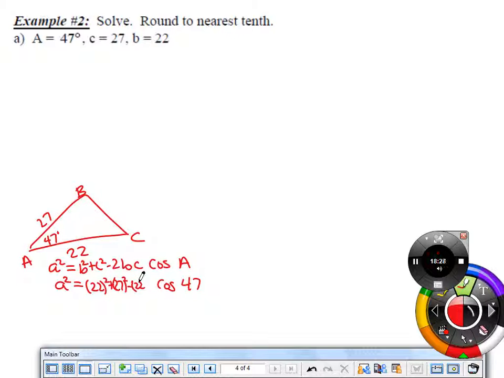Sorry. Keep not leaving myself enough room. All right. Super ugly. Sorry, can't read it. They're all 22s and 27s. So I'm going to do 22 squared plus 27 squared minus 2 times 22 times 27 times the cosine of 47. And I'm going to get 402.78595. Okay. But then again, I'm going to square root that. Okay, that number should seem a little bit high.